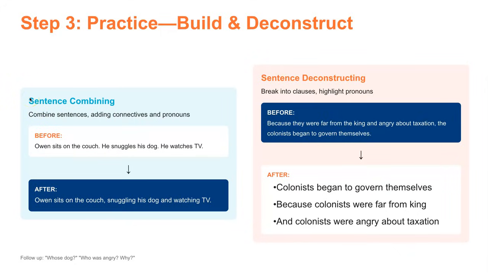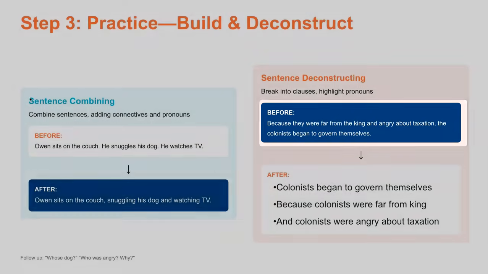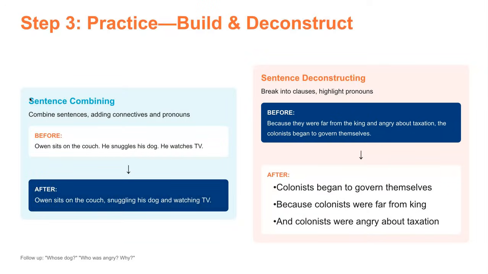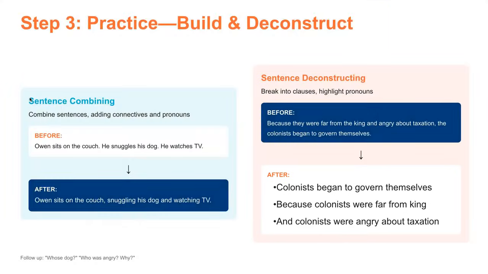For sentence deconstructing, students take a complex sentence and break it into clauses. Each clause should have its own idea. They also highlight pronouns and replace them with the actual nouns. So, for example, a sentence could be, because they were far from the king and angry about taxation, the colonists began to govern themselves. We need to deconstruct this into 3 different ideas. The colonists began to govern themselves, because colonists were far from the king, and colonists were angry about taxation. Now you can see the 3 separate ideas clearly.